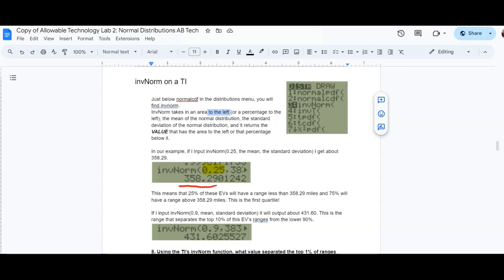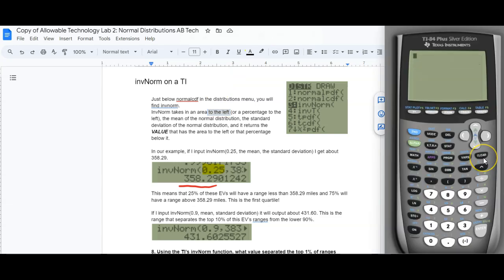Okay, but it only takes in one number. It takes in the percent to the left. It's very important that we understand that. All right, this wants to know the top 10%. What's the top 10%? So I would do inverse norm. Right, but because it's top 10%, that means there's 90% below it, and that's what I have to put in. I have to put in the number below.